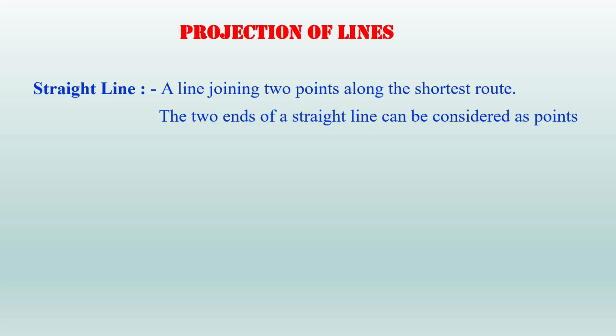So before starting, let us see what is meant by a straight line. A line joining two points along the shortest route is known as the straight line. The two ends of a straight line can also be considered as points. If we can obtain the projection of 2 points which forms the two ends of a straight line, it is possible to get the projection of the straight line.